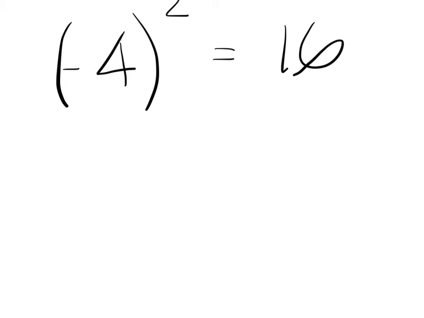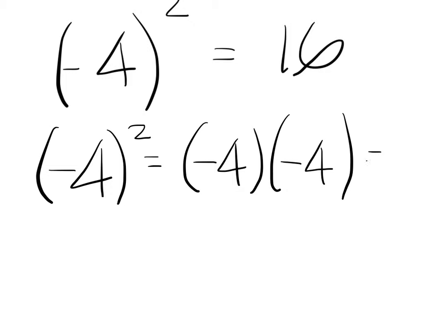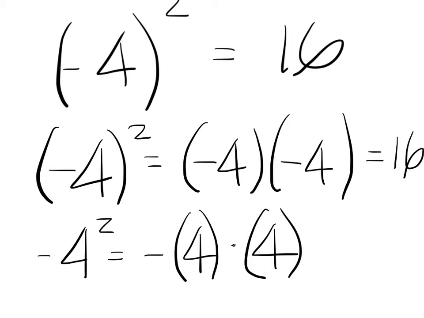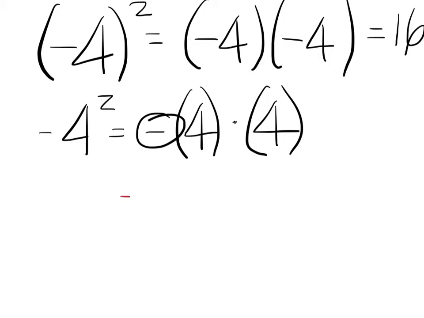That is the case because the quantity squared of negative 4 is the same as negative 4 times negative 4, which is positive 16. Negative 4 squared is the same thing as negative 4 times 4, as in 4 times 4 with this negative sign still outside of the whole thing. Therefore, it would be equal to a negative 16.